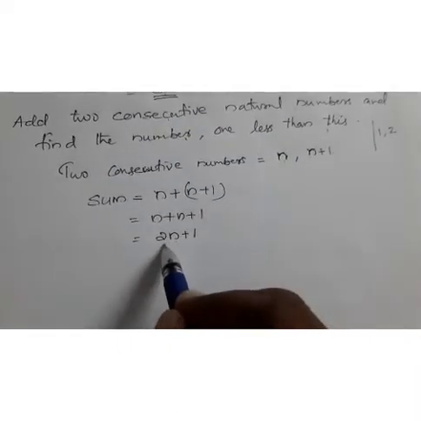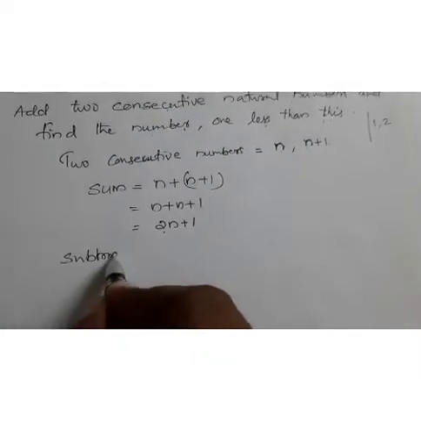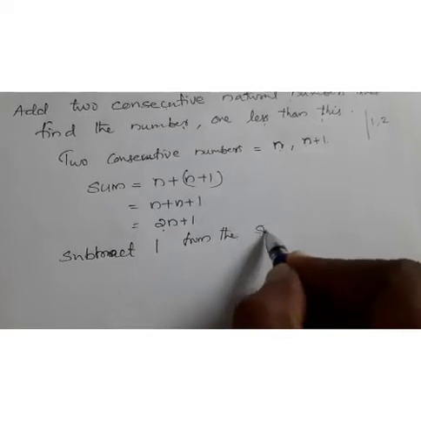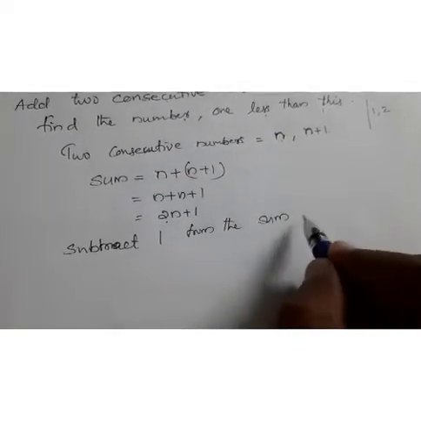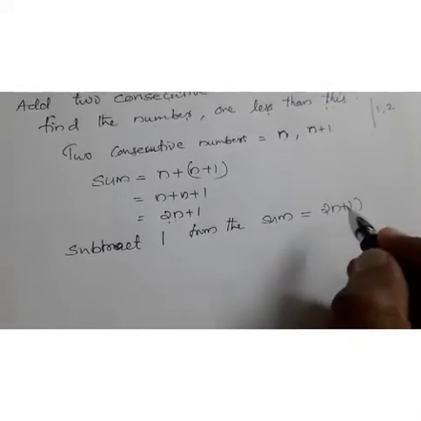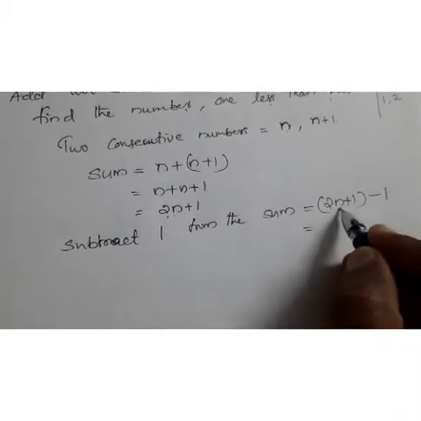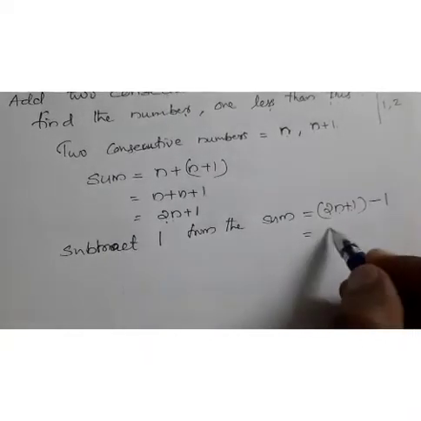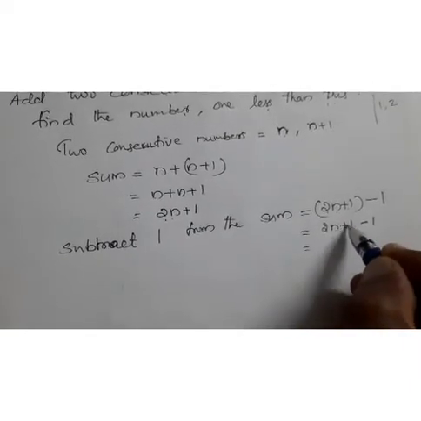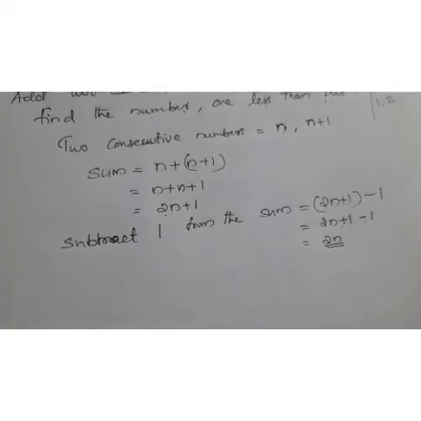Then what do you do? From this sum you have to subtract 1. Subtract 1 from the sum of two consecutive numbers. So 2n plus 1 minus 1. We have to remove the bracket. You can see plus 1 and minus 1, both will be cancelled. So the answer you will get is 2n.